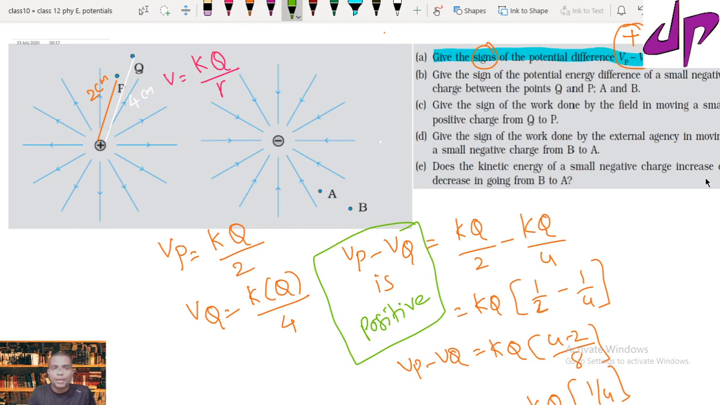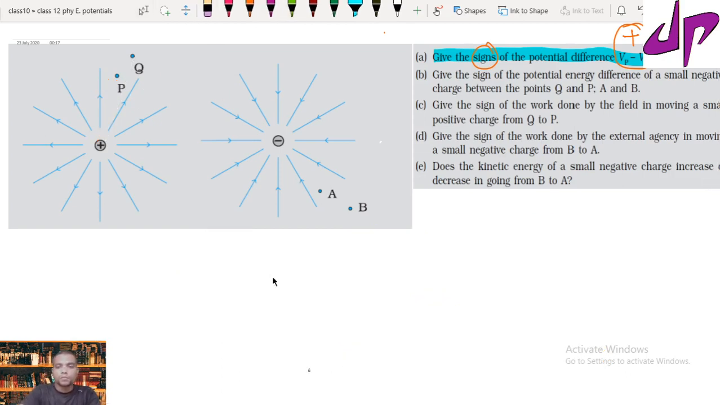Now let's apply the same to the negative charge. We need to find in the second case Vb minus Va. For Vb minus Va, it's better to draw first the distance from the source charge, just like before. I will take this as 4 centimeter from the charge, and at point A this distance let it be 2 centimeter.